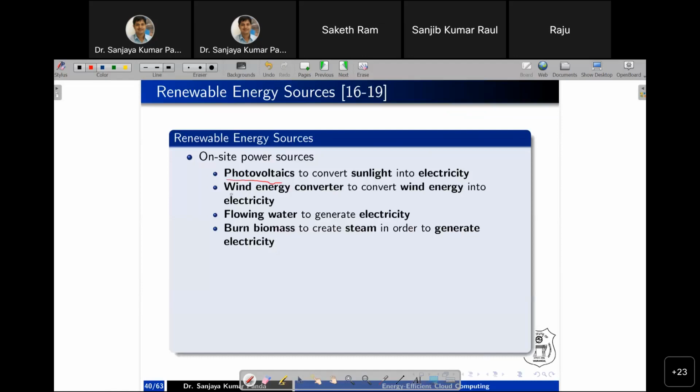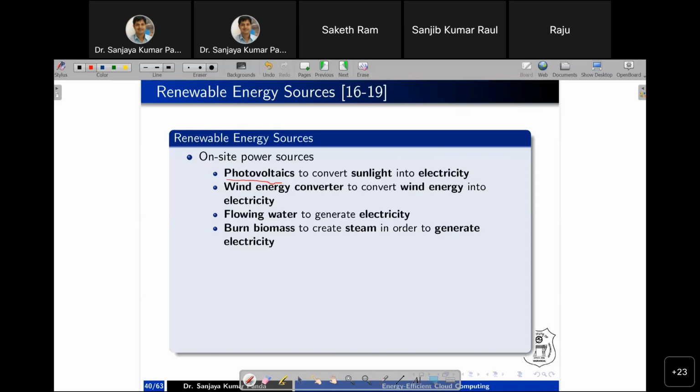Next, if you want to go for wind energy, wind energy converters are there. They are going to convert it into electricity. Similarly, water is there. From water also you can generate electricity. You can see there are various dams in our country. There the electricity is generated, stored, and also transferred. You can also burn biomass to create electricity.